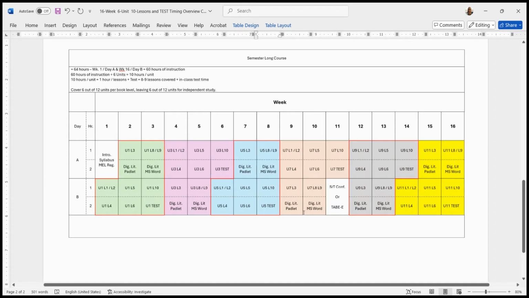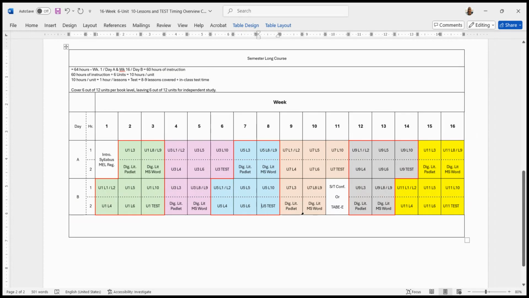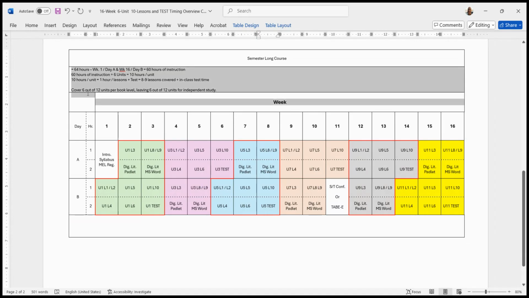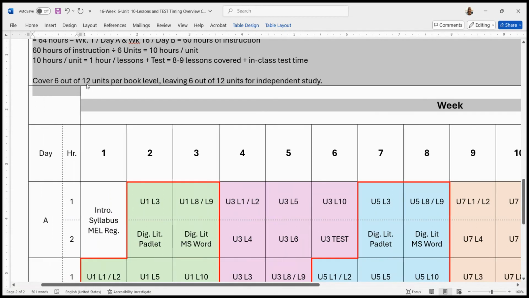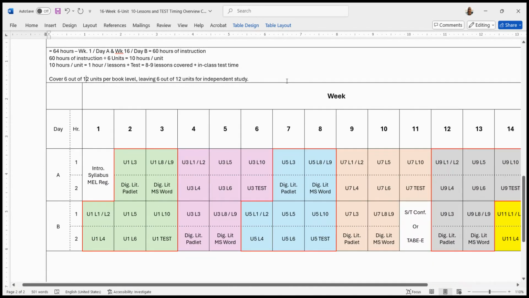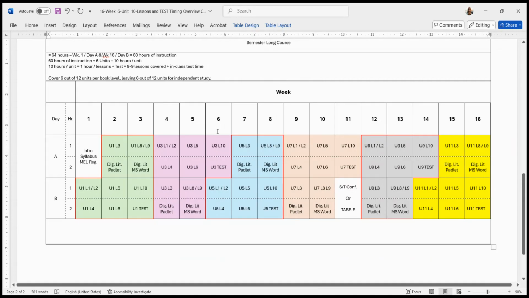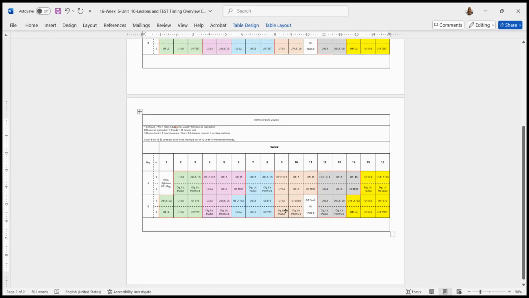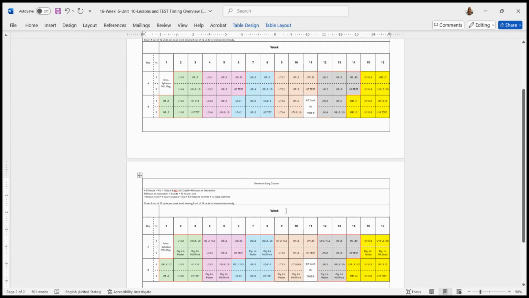So anyway, that is a quick overview of how I would propose using half of the book, and then this covers 6 out of the 12 units per book at each level, leaving 6 out of 12 units for independent study. As a group, I think it'd be good if we did do something like this, if we decided we're going to cover unit 1, 3, 4, 5, 8, 9, 10, whatever, so everyone's covering the same units. This is just, again, for demonstration purposes. So I will share this, and we can talk about it next time we meet.